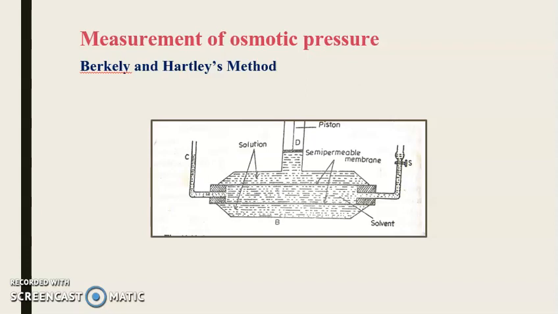And in the inner jacket, pure solvent is taken. At the left side of the inner jacket, you can see a capillary tube C. And at the right end, there is a reservoir with a stopcock marked as S. Around the inner jacket, the solution is taken and there is a piston D. So this is the arrangement for measuring osmotic pressure.